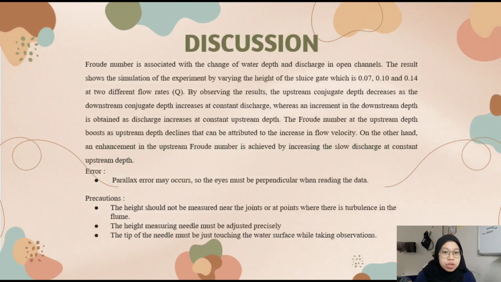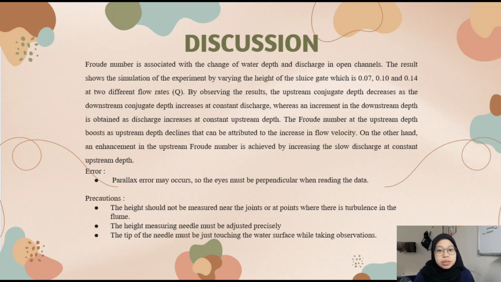Froude number is associated with the change of water depth and discharge in open channel. The result shows the simulation of the experiment by varying the head of the sluice gate, which is 0.07, 0.10, and 0.14 at two different flow rates. By observing the result, the upstream conjugate depth decreased as the downstream conjugate depth increased at constant discharge, whereas an increment in the downstream depth is obtained as discharge increases at constant upstream depth.